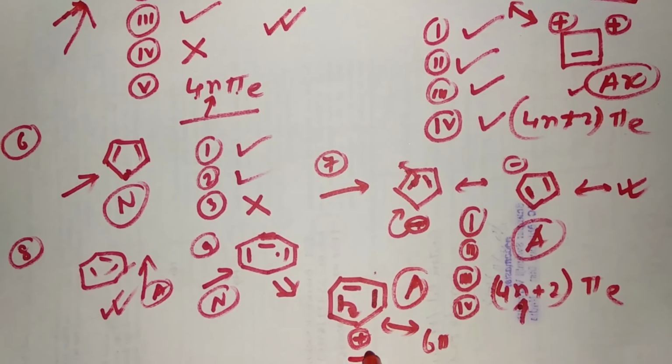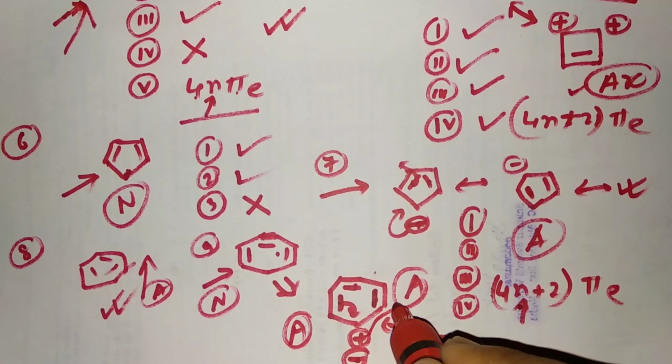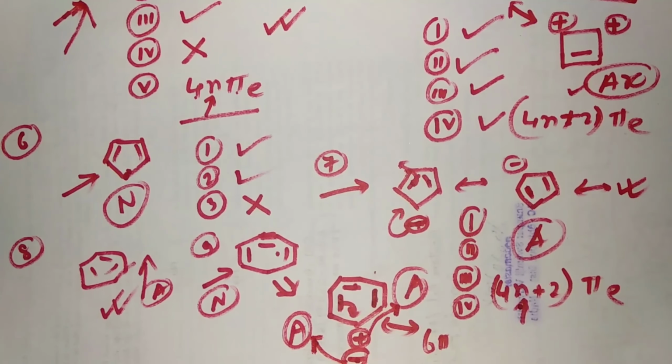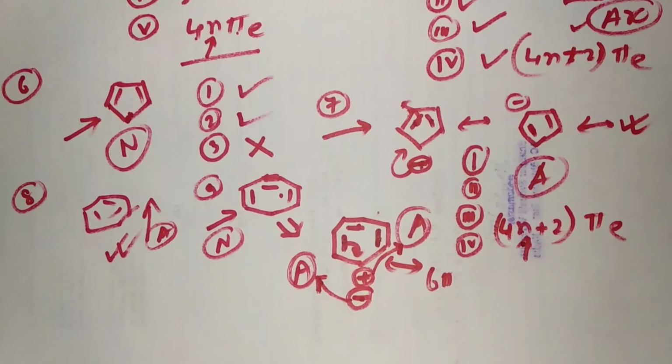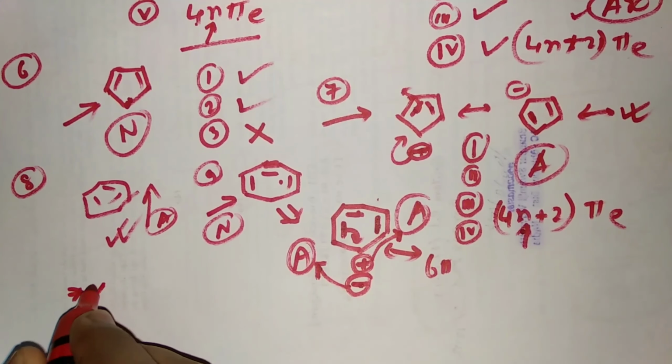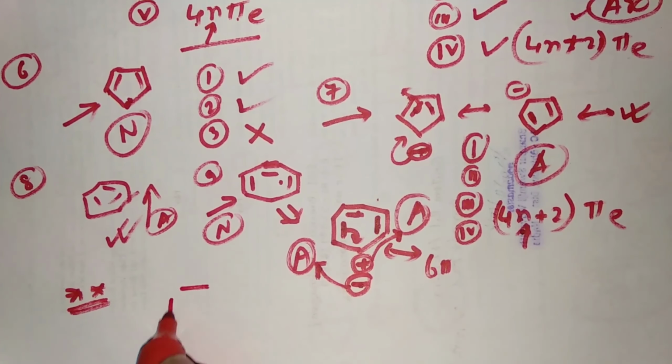If we put a negative charge right here, then it should be 2 electrons, 4, 6, 8 electrons, so then it will be anti-aromatic. Okay, so if one positive charge, this will be aromatic, and for negative charge, it will be anti-aromatic. Okay, so now coming to another example, that is very important, very, very important, because you can't imagine this like this one.